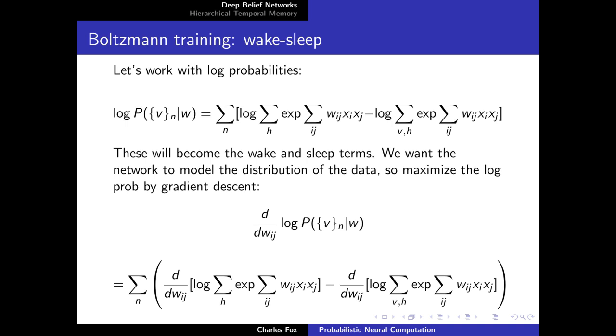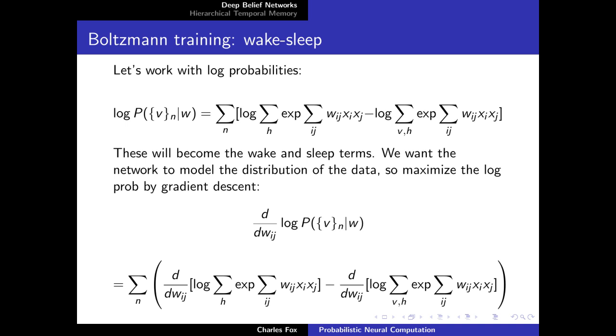It's easier to work with logs than with the raw probabilities. Remember, the raw probabilities have products in them which are not nice. You don't want to be differentiating products if you can help it. So we can take the log of that whole expression. And again, the algebra is going to look pretty nasty here, but it's not actually that bad. There's just a lot of it.